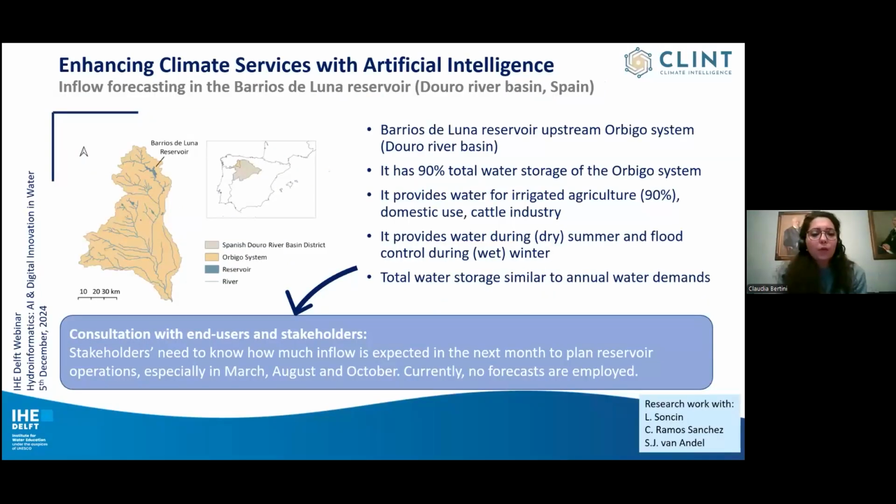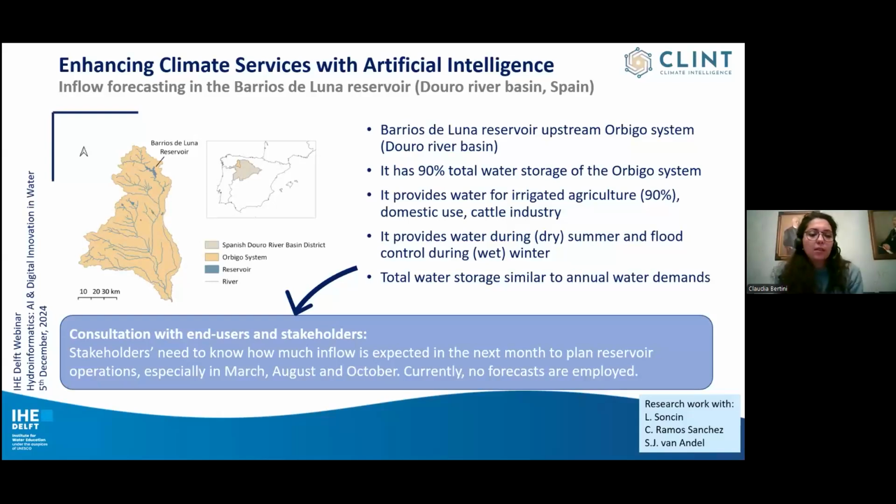I'm going to talk very little about the case study of the Douro River Basin. In this case, we want to forecast the inflow that is incoming to the Barrios de Luna Reservoir. This reservoir is upstream of the Orbigo system, which has 90% of the total water storage of the entire system. It provides water for agriculture, domestic use, and cattle industry. It is a multi-purpose reservoir because it provides water during the dry summers, but also flood control during the wet winters. The important thing is that the total water storage offered by this reservoir is very similar to the annual water demands, which means that this reservoir is very prone to have issues if there are water shortages.